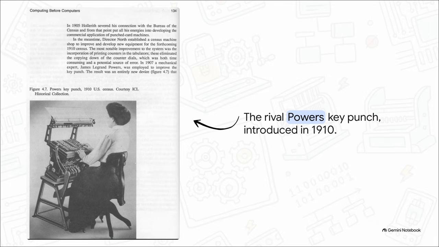But then, plot twist. The new director of the Census Bureau actually set up his own in-house machine shop. One of their mechanical experts, a guy named James Powers, built a totally new electrically powered key punch that featured automatic feeding and even let operators fix mistakes before punching the card.